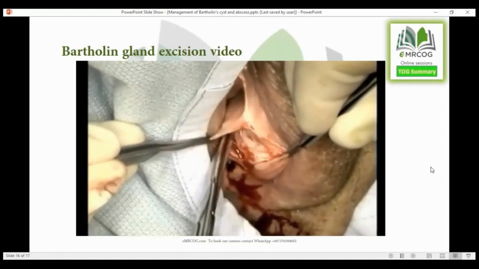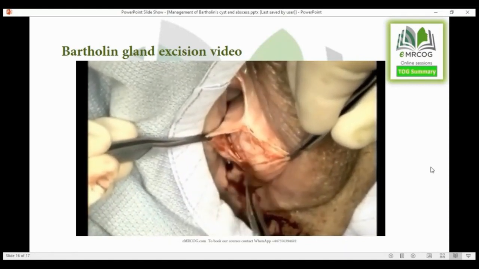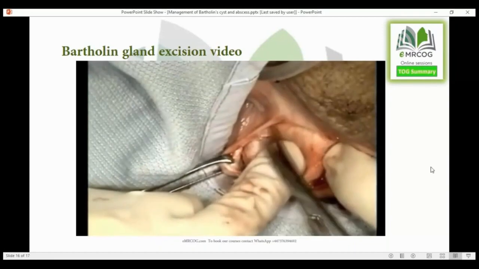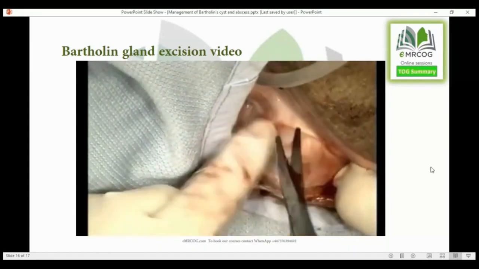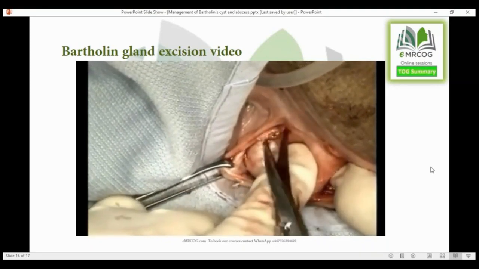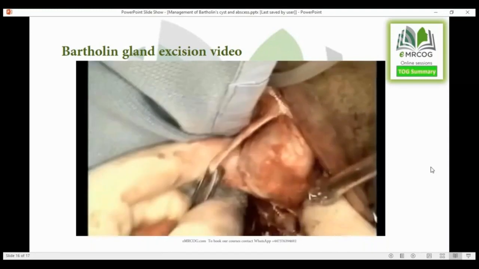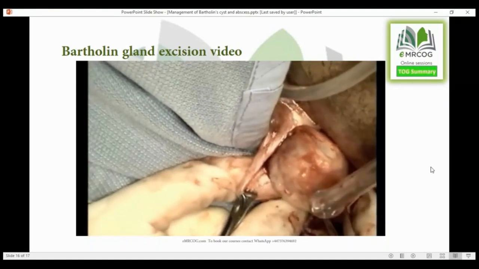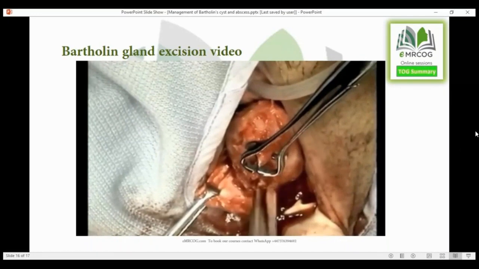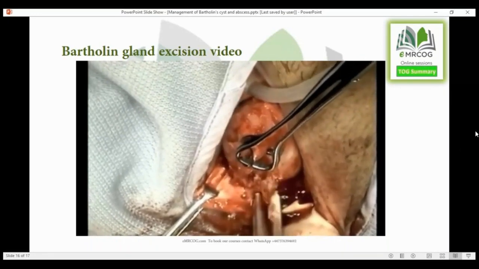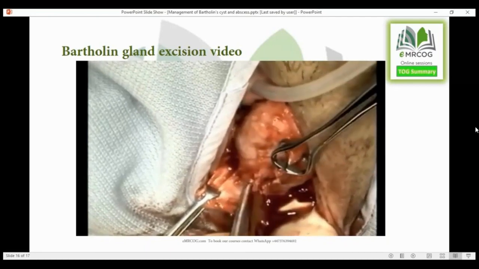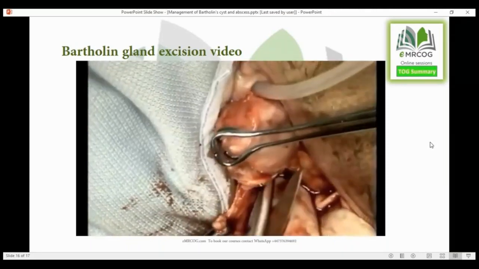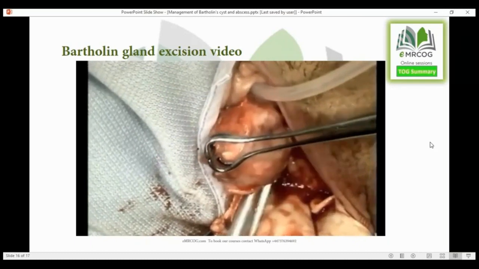As you can see here, they are trying to dissect it without injuring the gland itself. Once you have dissected carefully and successfully, the gland will be out in a minute. Okay, and that's it. You can put your gauze, put your drain, and close. You can use Allis or you can use another clamp. I think Allis is good. As you can see, one, two, three, and the gland is out.